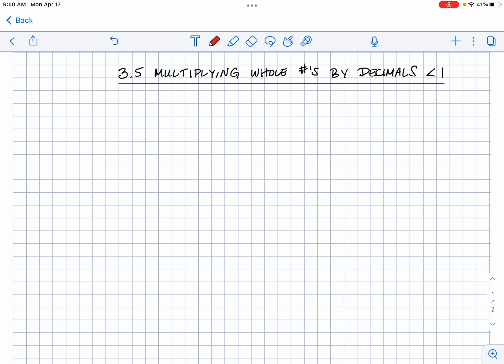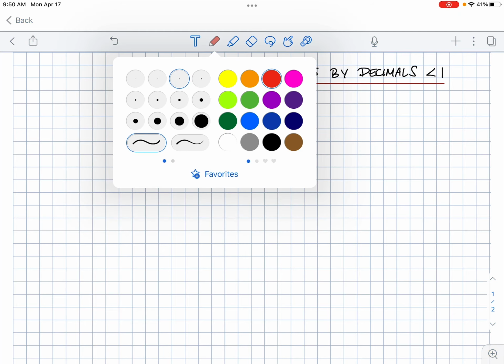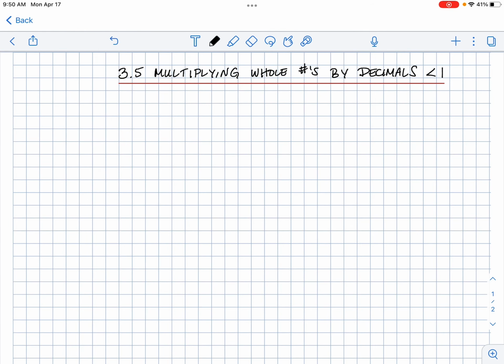You should have the title written down at the top of your page: 3.5, multiplying whole numbers by decimals less than 1. In previous lessons, you would have worked with multiplying whole numbers by decimals greater than 1. So this lesson will focus on decimal numbers that are less than 1. But first, let's work on some patterns that we're going to establish here.